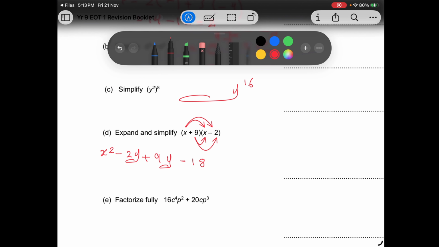Then guys, we will look for similar or like terms. They are the same in powers, different in coefficients. And the similar or like terms here, I have these two guys are similar. So there's a possibility to combine these two guys here.